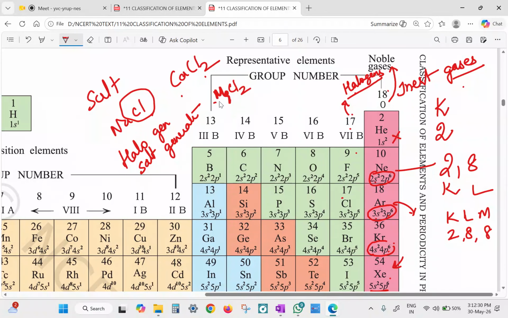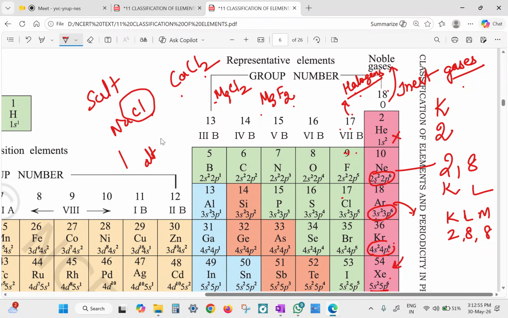MgCl2 is the chloride salt of magnesium. MgF2 will be the fluoride salt of magnesium. So these are salt generators. That's why they are called halogens: halo refers to salt and gen refers to generate. So elements of group 17 are salt generators.